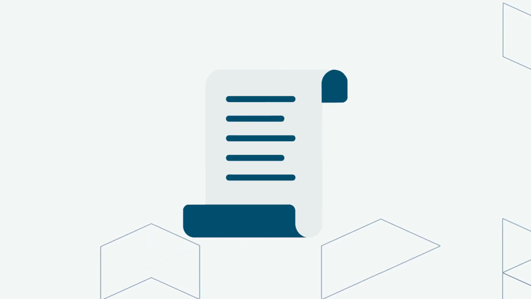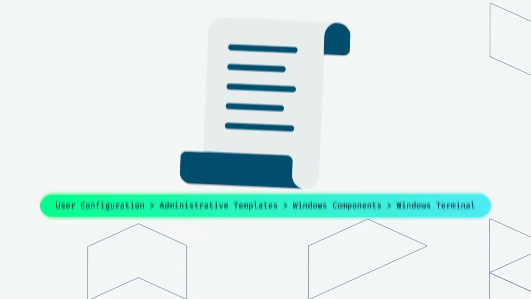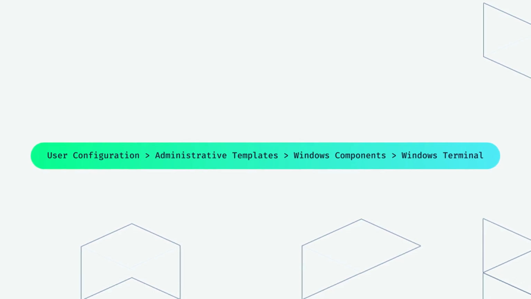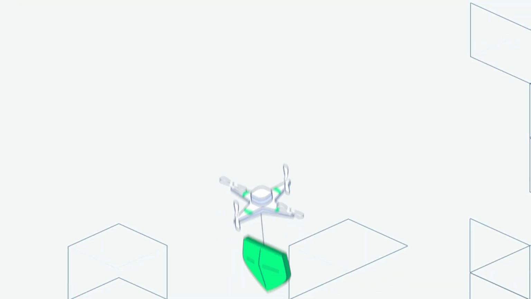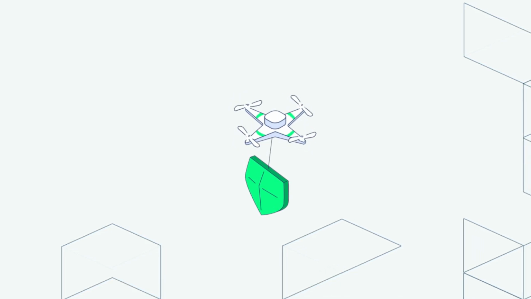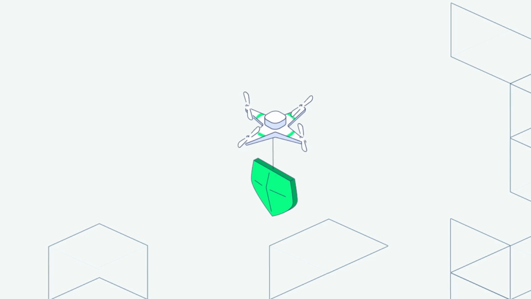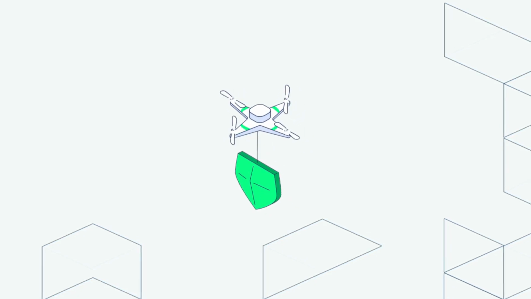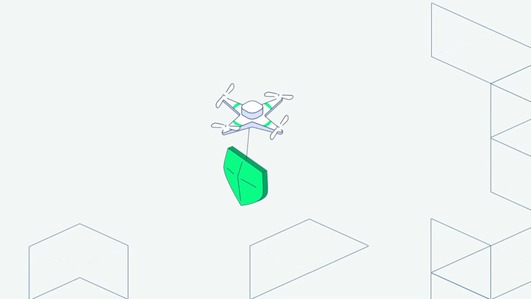Group Policy. For the Group Policy method, open the local Group Policy editor and navigate to User Configuration, Administrative Templates, Windows Components, Windows Terminal. Afterwards, look for the Show Shield icon when running as administrator policy and set it to enabled or disabled. By hiding the shield icon, you can use Windows Terminal with a cleaner, less distracting interface.